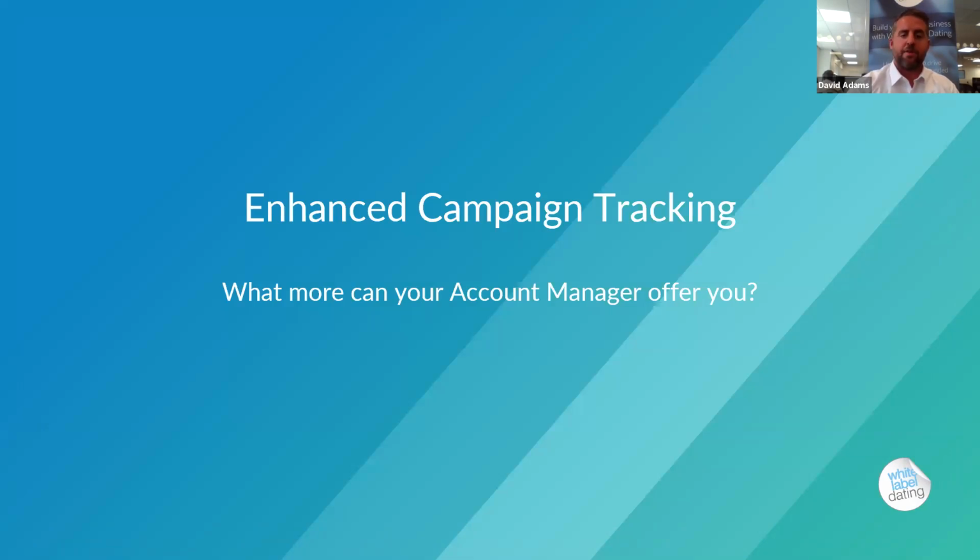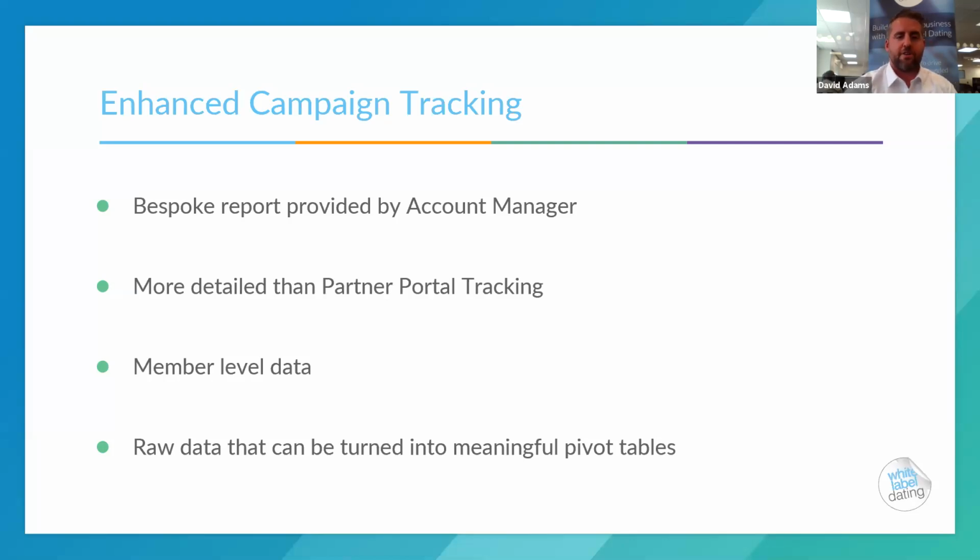But now we're going to look at something that I refer to as enhanced campaign tracking, answering the question, what more can your account manager offer you? So enhanced campaign tracking is a bespoke report provided by your account manager. It's a lot more detailed than partner portal tracking. It provides data on a member level. So any member that you register to any of your sites with specific sources, campaigns or search terms, and any number of demographic or indeed characteristic-based data on that member level, and it exports data in a kind of raw data format, which you can then turn into meaningful pivot tables.